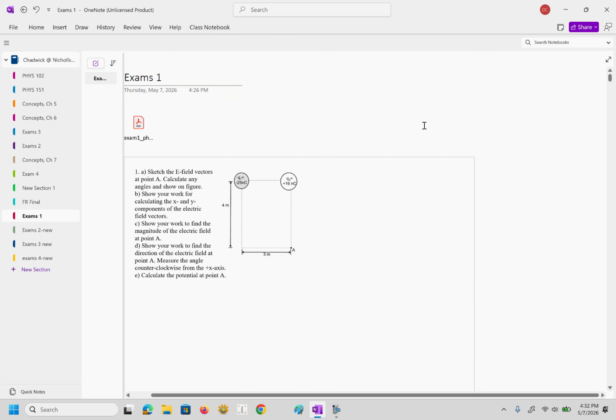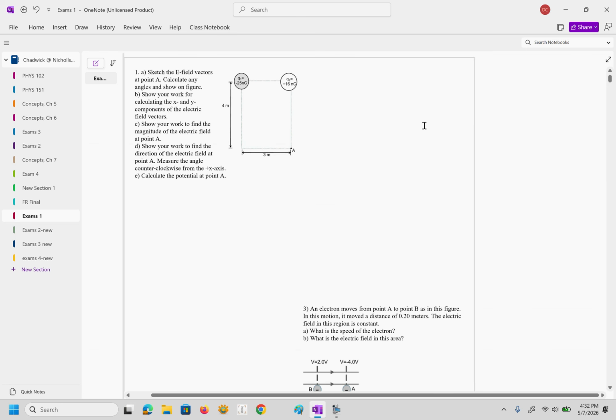So you'll have question number one here, where you have to find the electric field. You're not going to find the potential in the free response, but you will have to find the electric field, just the magnitude and direction. I did that in class yesterday. Is that something you want me to do again here? Yeah. All right, let's do it.